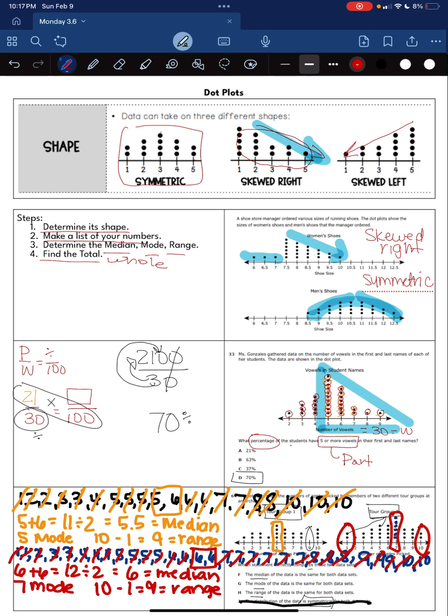Okay, now I can go and select the best answer. The median of the data is the same for both data sets. So when I look at my median here, and I look at my median here, are they the same? No. The mode of the data is the same. When I look at my mode here, it's 5. My mode here is 7. That is not the same. The range is the same. Well, range is 9. Range is 9. Yes, they're the same. That's the best answer.